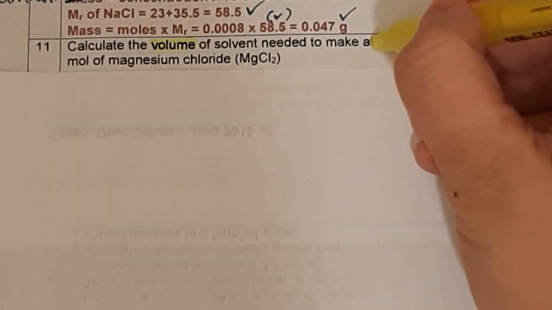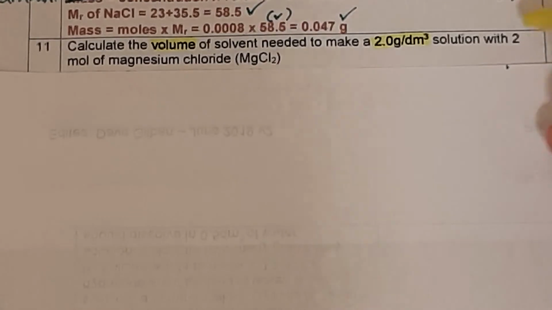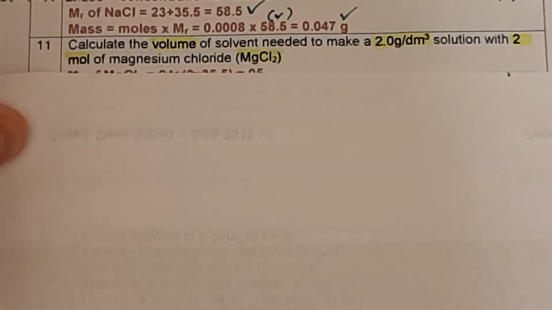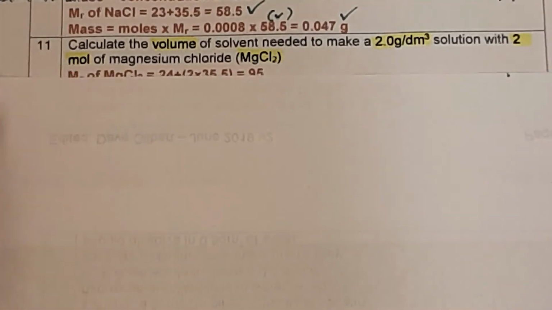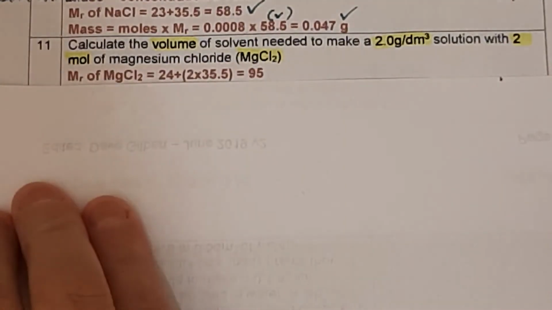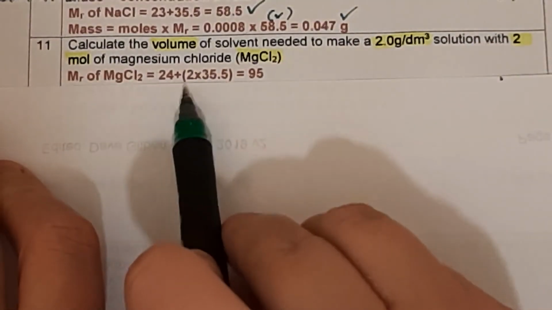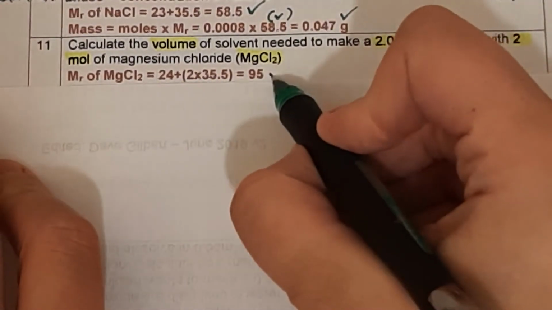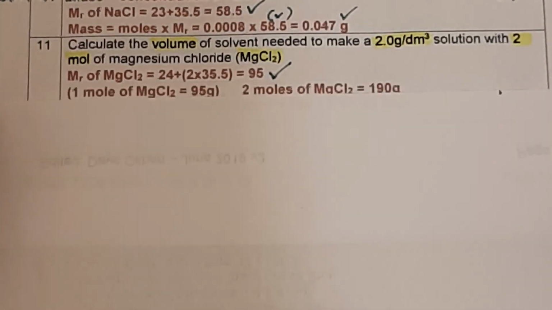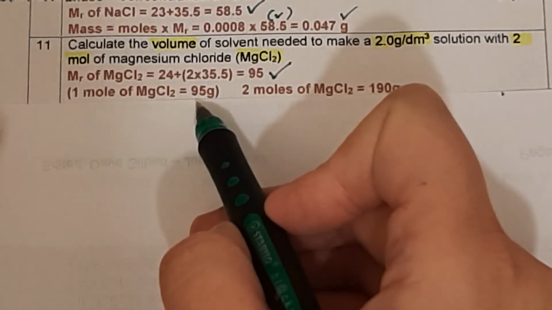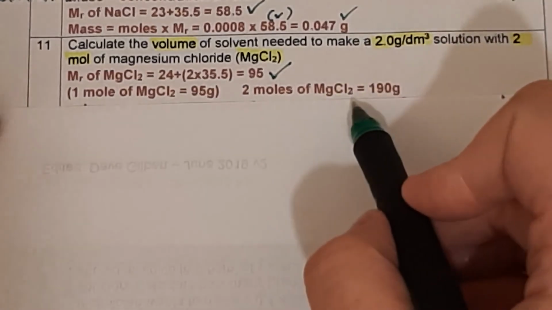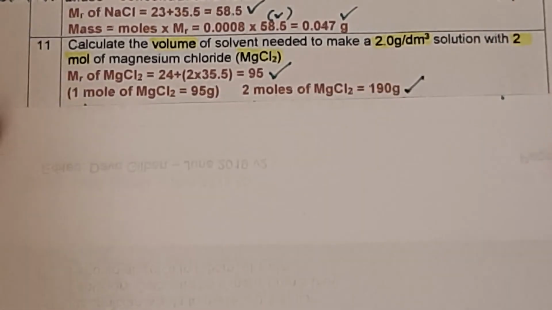Question 11. Calculate the volume of solvent needed to make a 2 grams per decimetre cubed solution with 2 moles of magnesium chloride, and it gives us the formula. So here we're given it in grams, but we're also given our solution in moles. So first of all, we'll need to calculate the relative molecular mass of magnesium chloride, which is 24 for the magnesium and 2 lots of 35.5 for the chlorine, giving us a total relative molecular mass of 95. And that's worth a mark. Now 1 mole of magnesium chloride is 95 grams, that's not worth a mark. However, to say that 2 moles of magnesium chloride is 190 grams, that is worth a mark.